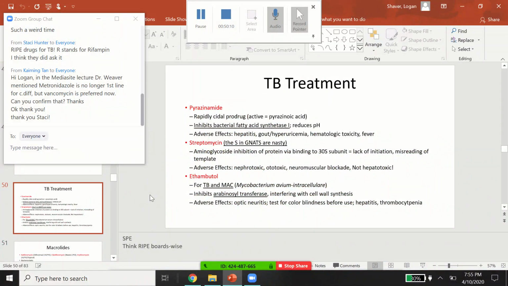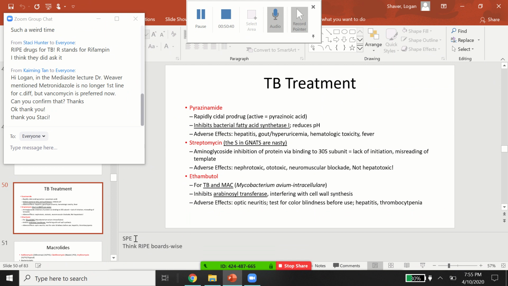All right, so TB treatment. This mentions the other drugs of RIPE that we haven't really got to. Also streptomycin it mentions. Pyrazinamide is the P in RIPE, and ethambutol would be the E in RIPE. I even put down here just to remind you, think RIPE, boards-wise for sure. And honestly, here it helps you out anyway, so might as well just remember it now.